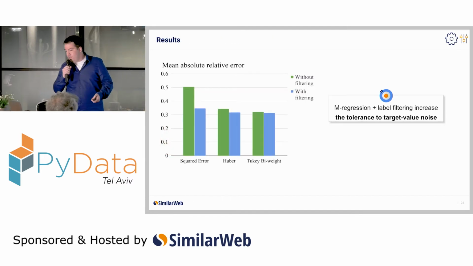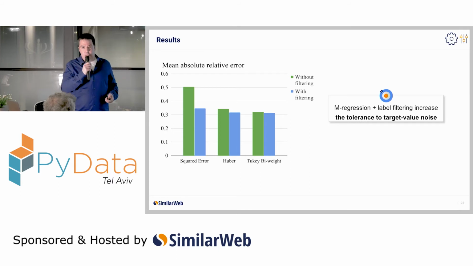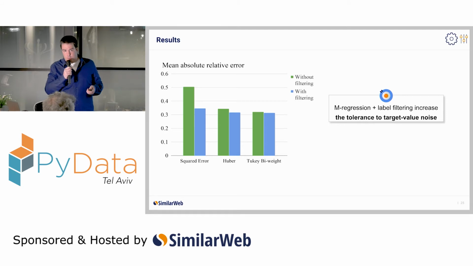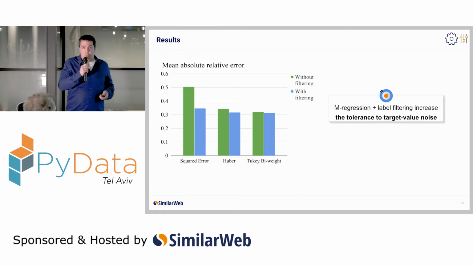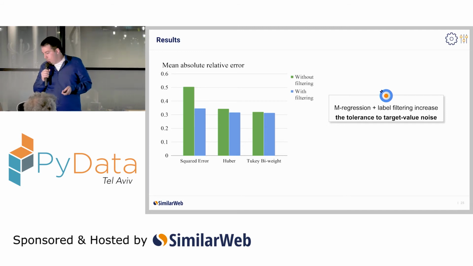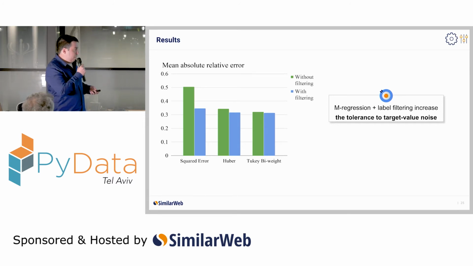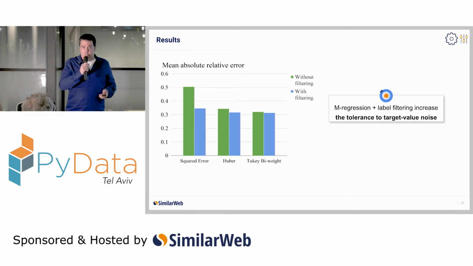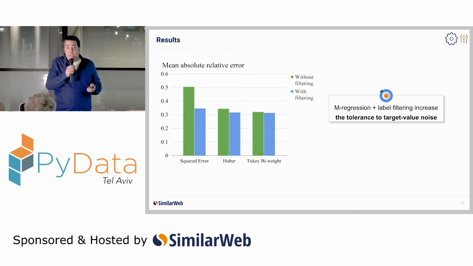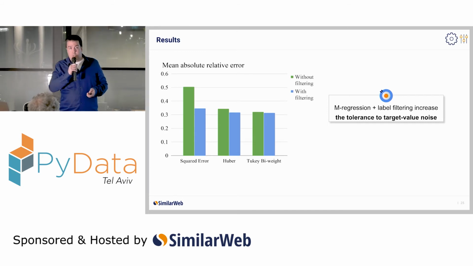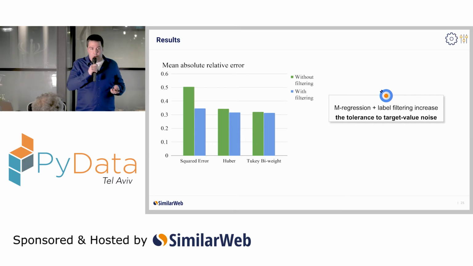Here you see the results of this experiment. In this experiment, I used 3 different loss functions: Huber and Tukey, which are robust regressors, and the squared error, in which every loss function was used once with the filtering method and once without the filtering method. You see the mean absolute relative error scores on the left side of the screen. First of all, what you see is that the choice of loss function plays a major role in improving the estimation quality, where robust regressors outperform regular least squares error.